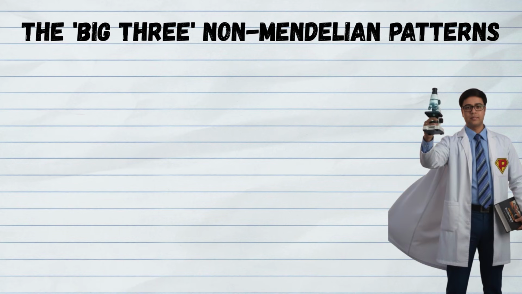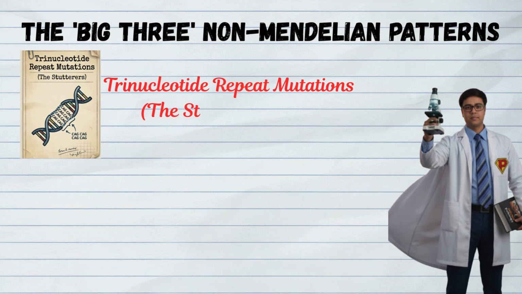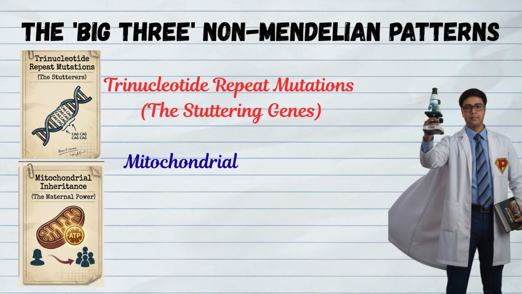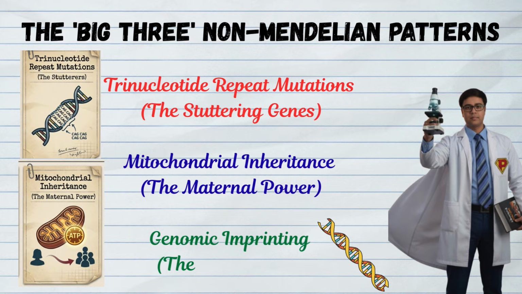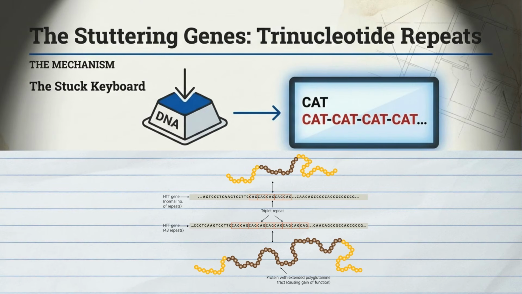We are going to cover the big 3 non-Mendelian patterns listed in the NMC competencies: trinucleotide repeat mutations, the stuttering genes; mitochondrial inheritance, the maternal power; and genomic imprinting, the parent trap. Let's crack the code. Part 1. Trinucleotide repeat mutations, the stutter.